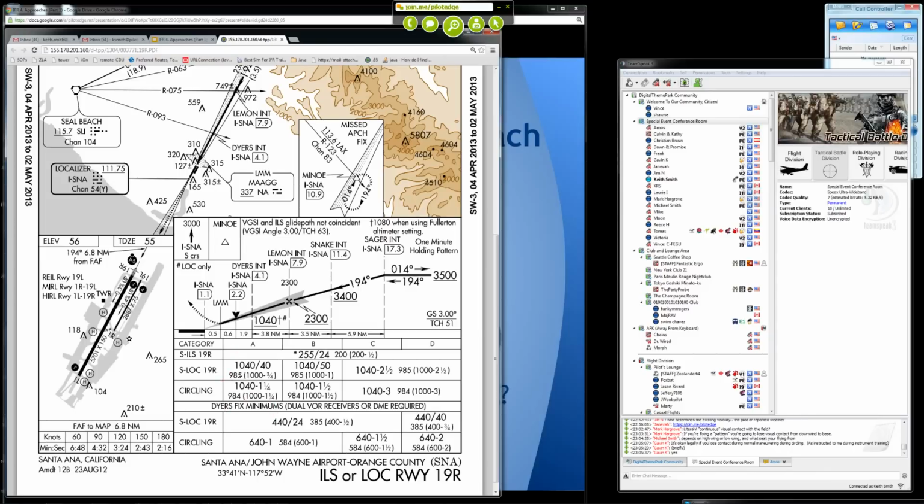So fly whichever one you can. Let's assume we can identify DYERS because we have either GPS or DME or dual VORs. Whatever the reason is, we know where DYERS is. So let's fly it like that. So LEMON at 23, drop to 1040, sit at 1040 till we cross DYERS, and then after DYERS we can drop down to the MDA, minimum descent altitude, which is 440.